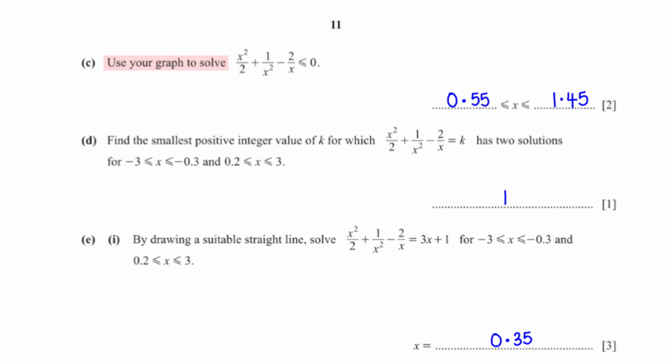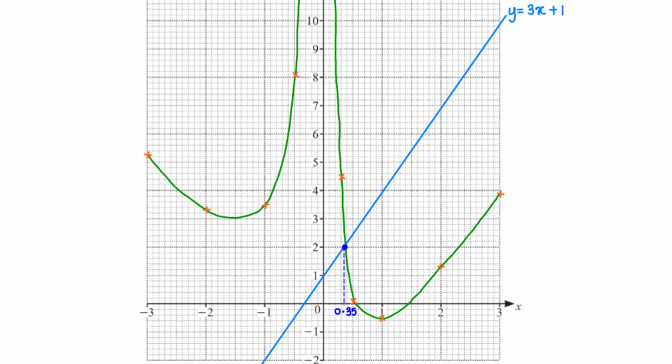Use your graph to solve x squared over 2 plus 1 over x squared minus 2 over x is less than or equal to 0. In other words, we've been asked to find the x values of the graph where the y values are 0 and negative. On the grid, we see that this region is between x equals 0.55 and x equals 1.45.